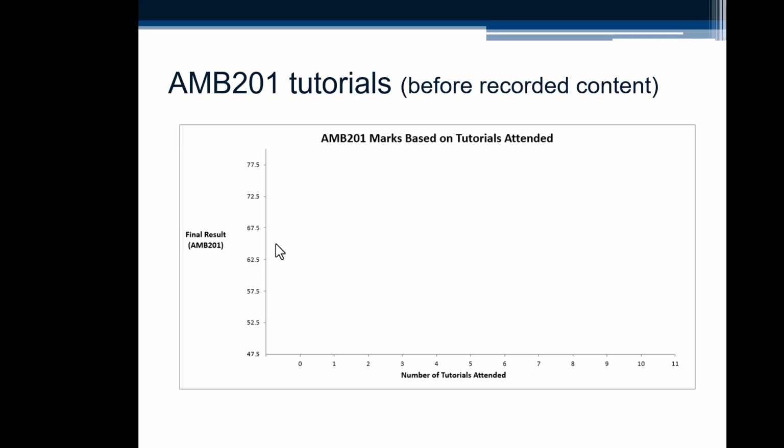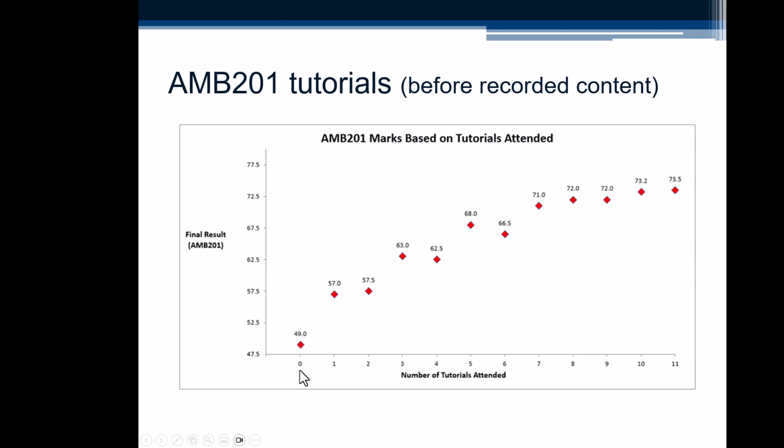So if we look at data or relationships between these two things before and after we started to do that, what we can start to judge is how valuable that type of material or those resources are to students. So if you look at attendance data relative to performance before that recorded content was provided, what you can see here is that we get this type of relationship. These red diamonds represent the mean grade or the mean score that students achieved based on the number of tutorials that they attended.